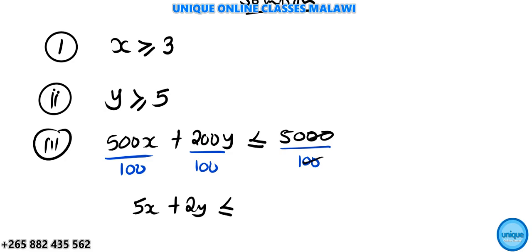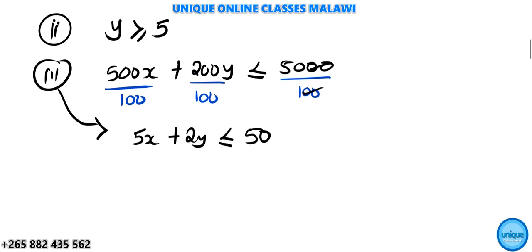50. We have 50 there. That is inequality number 3. Inequality number 4: we would be spending more on axes than on hoes.